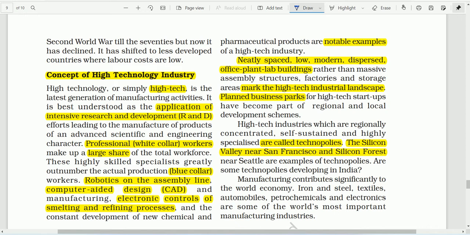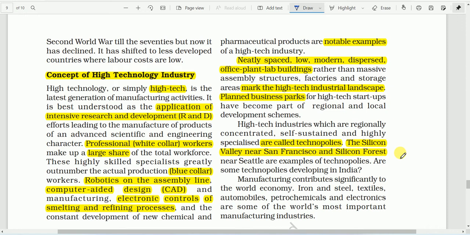So these are some examples of the traditional large scale manufacturing industries.